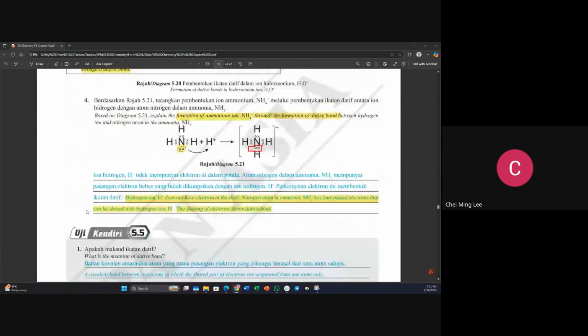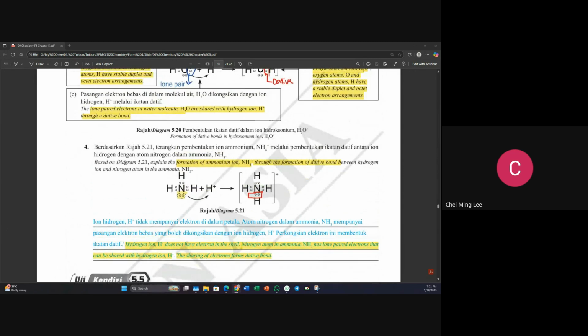Next one. Based on this diagram, let's see the formation of the ammonium ion through the formation of the dative bond between the hydrogen ion and the nitrogen atom. When you try to explain, the first sentence we need to mention is that the hydrogen ion does not have any electron in the shell, and the nitrogen atom in ammonia has a lone pair.